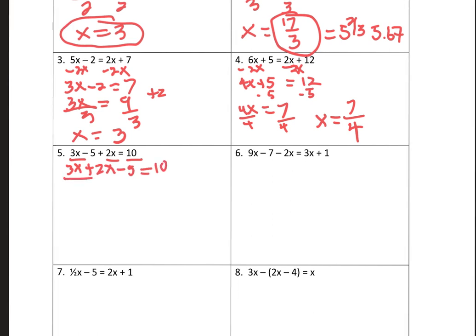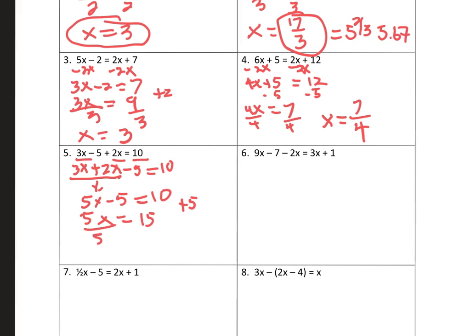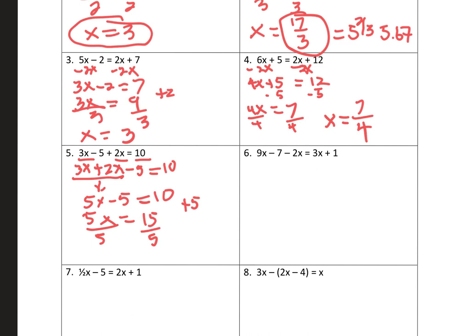And so we know that these two combine to become 5x. We still have the minus 5 equals 10. That gives us 5x is equal to 15 because we'll add 5 to both sides. And then after dividing by 5, we will get x is equal to 3.